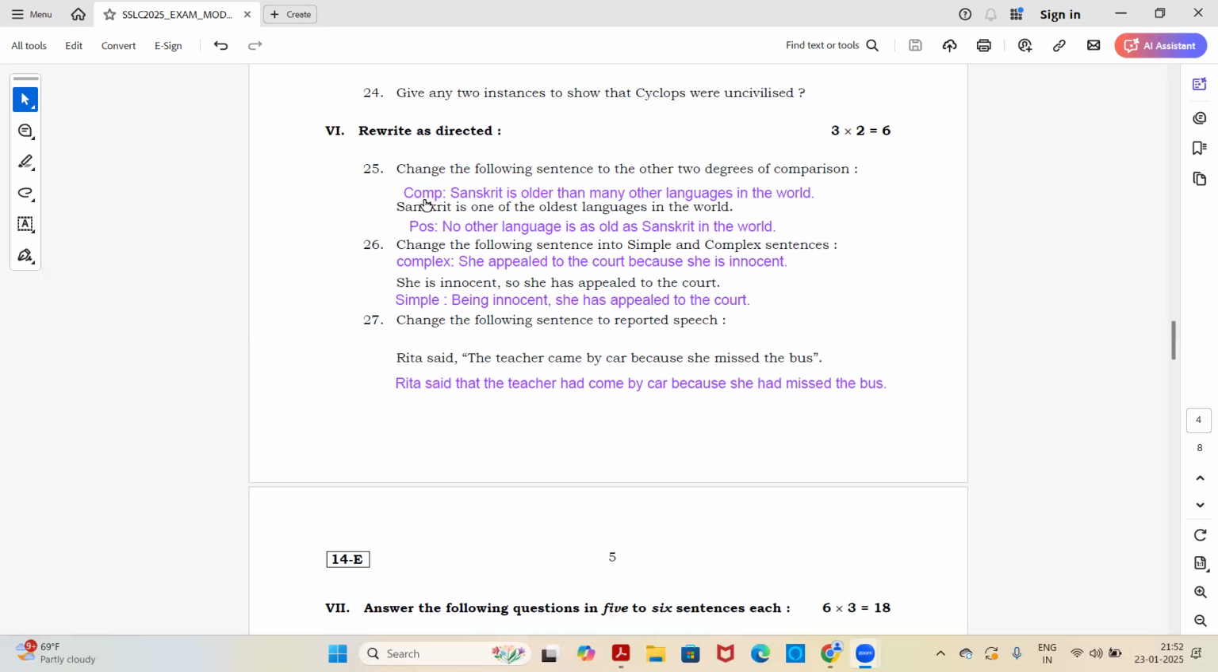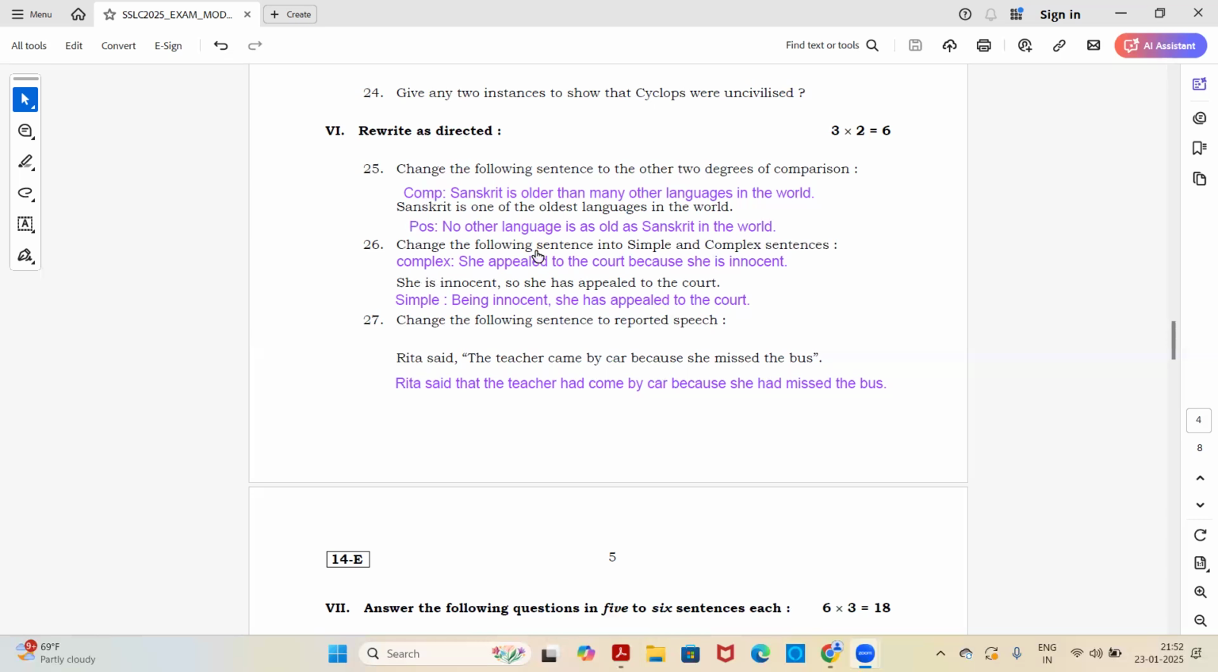Okay, there are 3 degrees. So comparative, how would you frame it? Sanskrit is older than many other languages in the world. So older, this word is specially used in comparative. So this is the comparative degree. Now coming to positive, no other language is as old as Sanskrit in the world. So old, this is a positive word. This is the comparative degree, and oldest is used in superlative. Okay, so this is how you solve this.